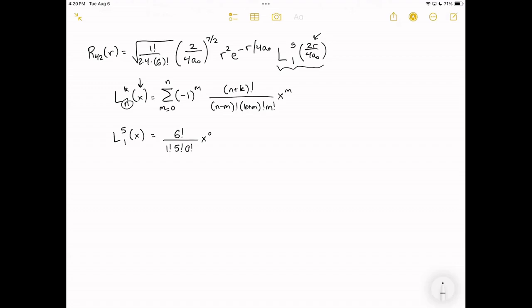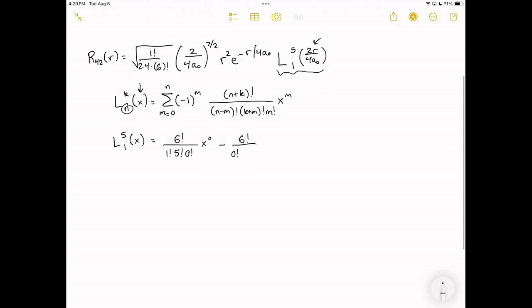And this minus 1 to the m is just going to alternate. So when m is 0, it's going to be positive. When m is 1, it's going to be negative. So the next term will be minus 6 factorial. Now our m is 1, so 1 minus 1 is 0. 5 plus 1 is 6. And then m is 1. x to the 1, and we go from m equals 0 to m equals n. So now we have here, this is our m equals 0 term, this is our m equals 1 term, and it's also our m equals n term, so we're done, and that's our polynomial.